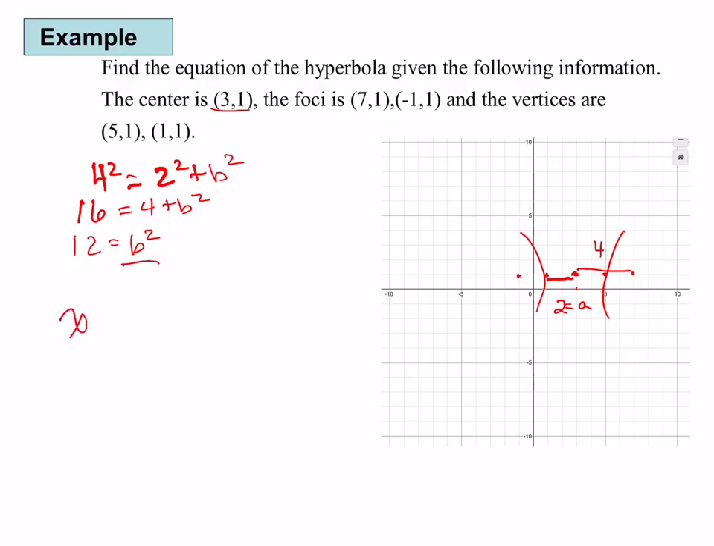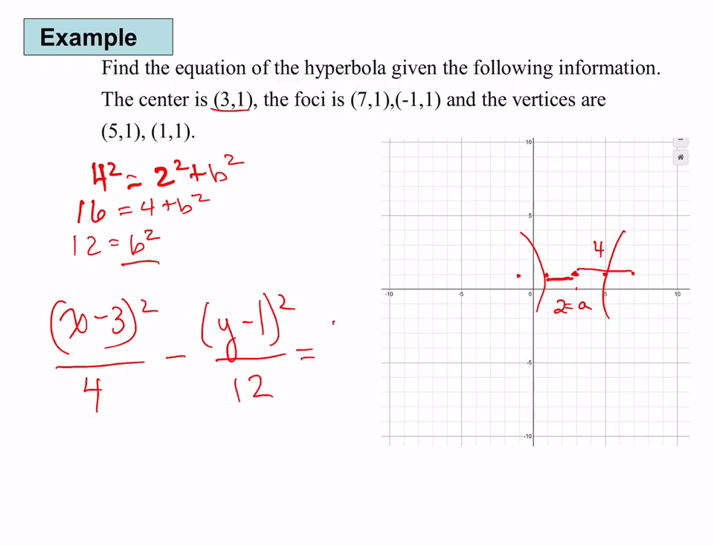So we have our equation: (x minus 3) squared over A squared, which is 2 squared, 4, minus (y minus 1) squared over B squared, which is 12, equals 1. And we found the equation of the hyperbola.